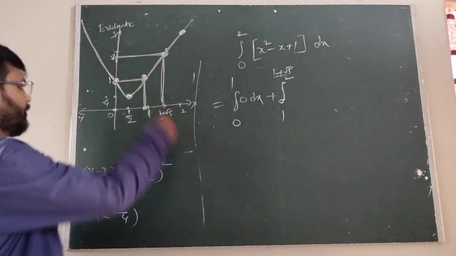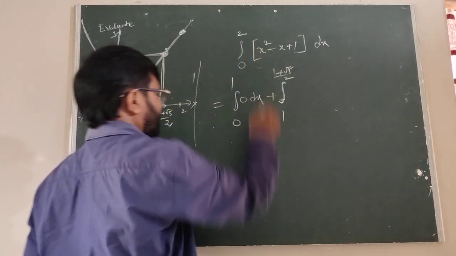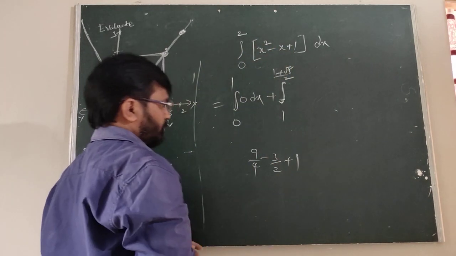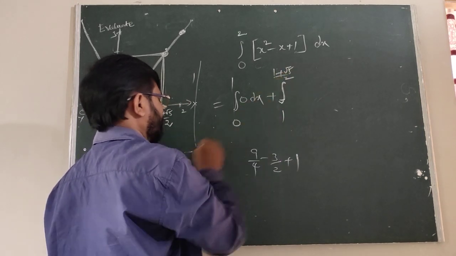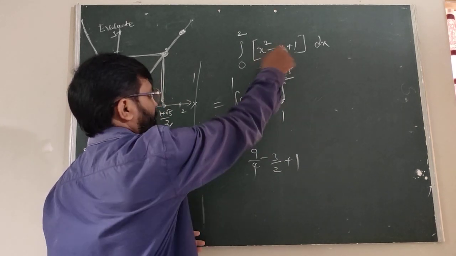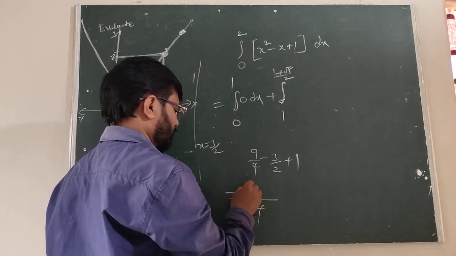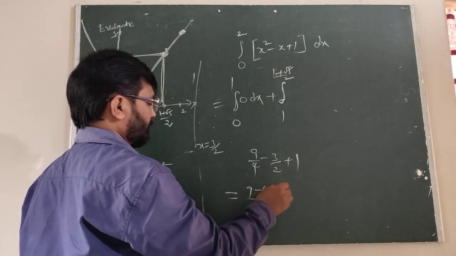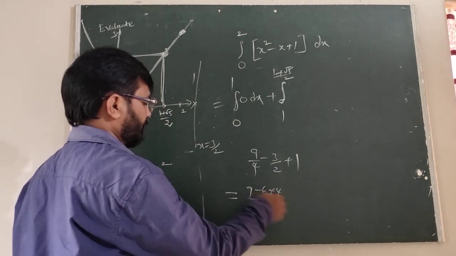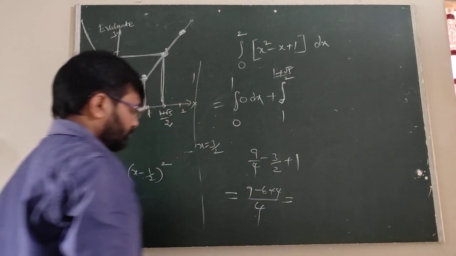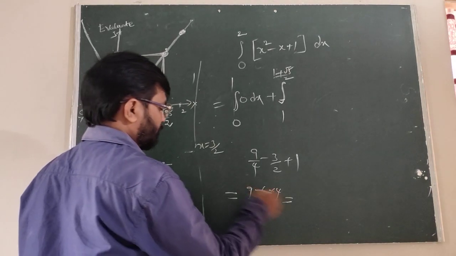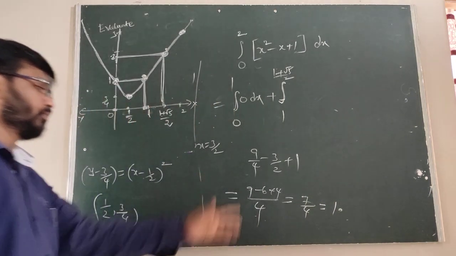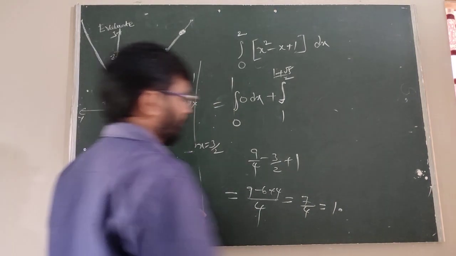Suppose we substitute here: this is 3 by 2, this is 9 by 4, this is 3 by 2 plus 1. So we have to take any value between them, x equal to 3 by 2. Substitute here. Taking the LCM, 4: 9, then 2 times 3 is 6, over 4. Now 6 minus 4 minus 2... this is 7 by 4, that is 1.7.